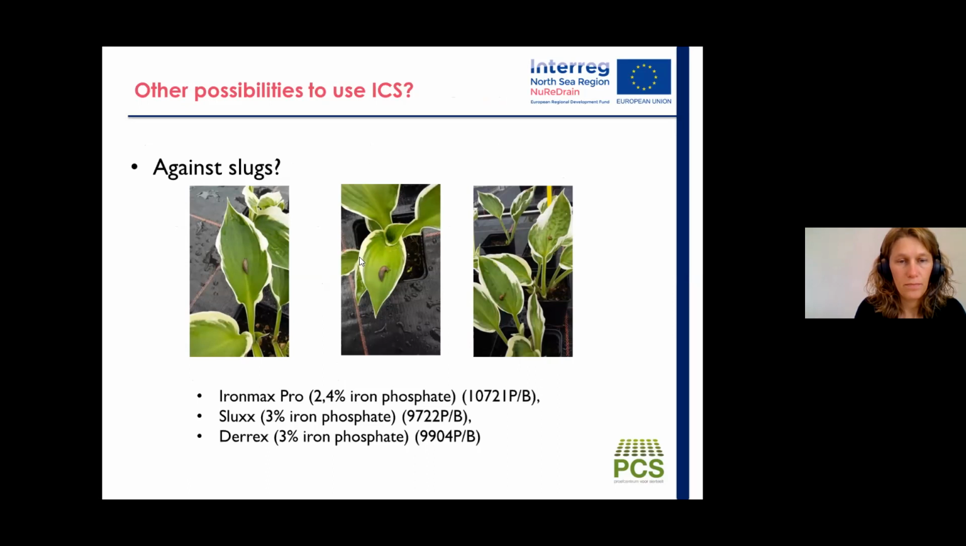We were wondering, why shouldn't it work maybe against slugs? Since if you look at authorized products right now, then you will see that Iron Max Pro, Slugs Derex is certainly authorized in ornamentals against slugs, and they also contain iron phosphate. So we wanted to test it, but unfortunately we had in Belgium 2 very hot and dry summers, so we didn't see any slugs at all on our plants, so we couldn't test this. So that is something we still have to check.